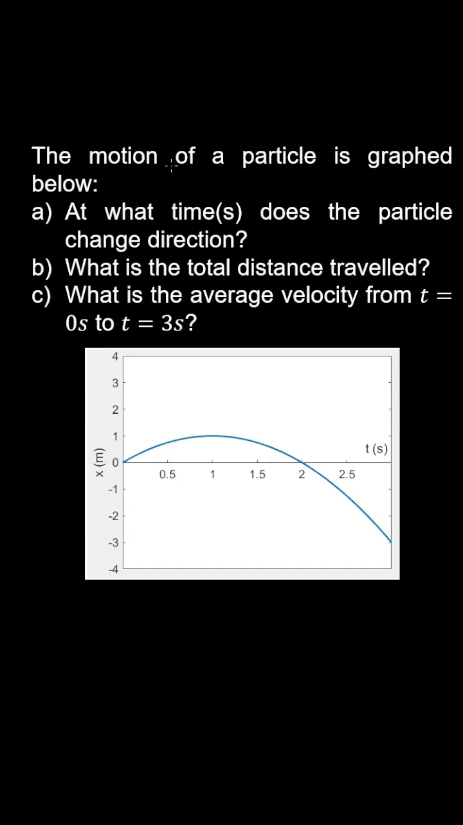The motion of a particle is graphed below. And at what time does the particle change direction? Well, the velocity is the slope of the tangent to the position time curve. And when the velocity is 0, that's when the particle changes direction, at 1 second.